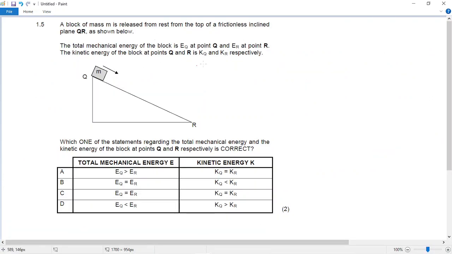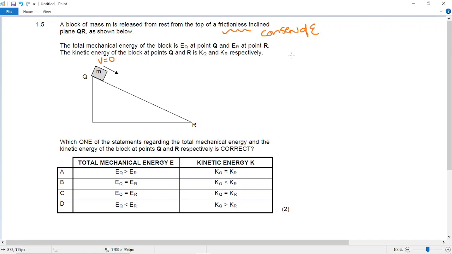Okay, now here is a nice question that we could actually ask grade 10, because this comes from the grade 10 law of conservation of mechanical energy. It says a block of mass m is released from rest, so over here my velocity is 0, from the top of a frictionless, so we can have conservation of energy, inclined plane QR as shown below.